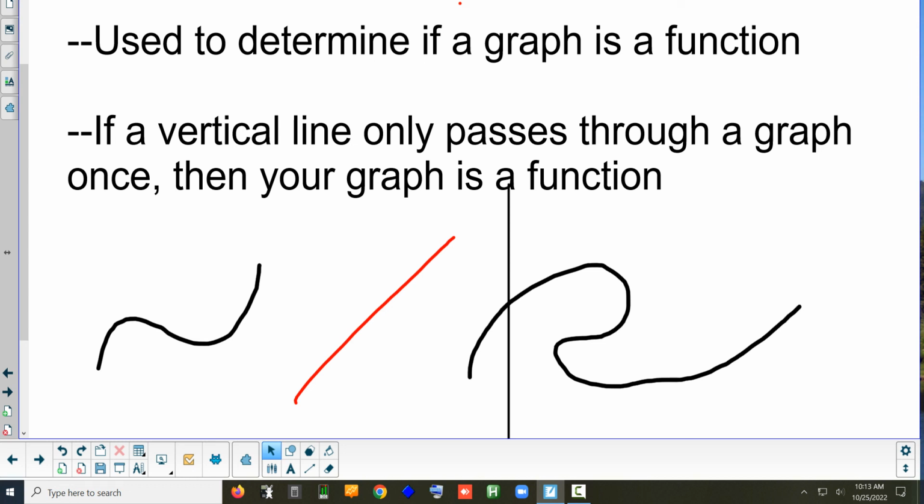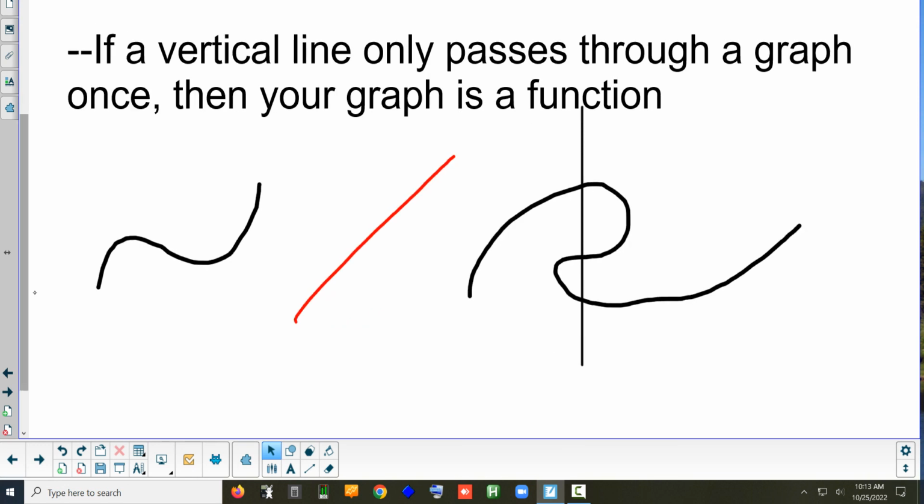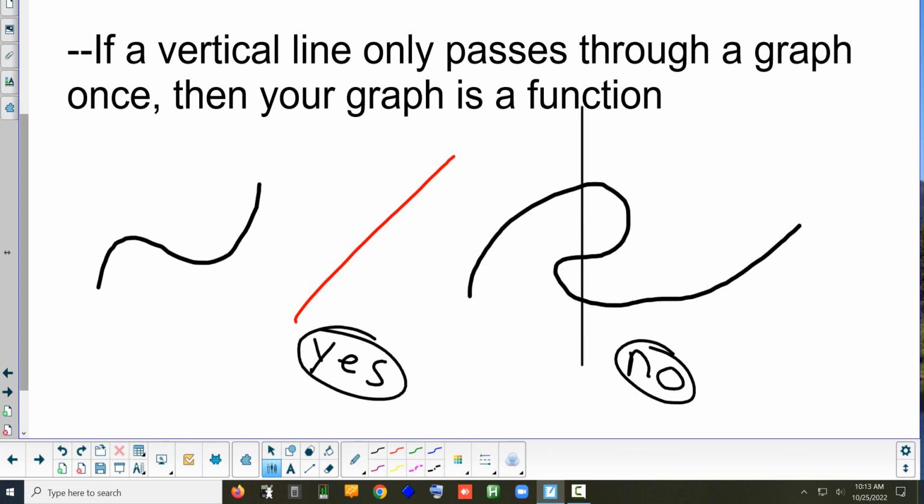So if I keep going, how many times is the vertical line hitting it now? Yep. It's hitting it 3 times. That is not a function. So not a function. Yes, that is a function. No, that's not a function. Yes, I'm sorry, yes.